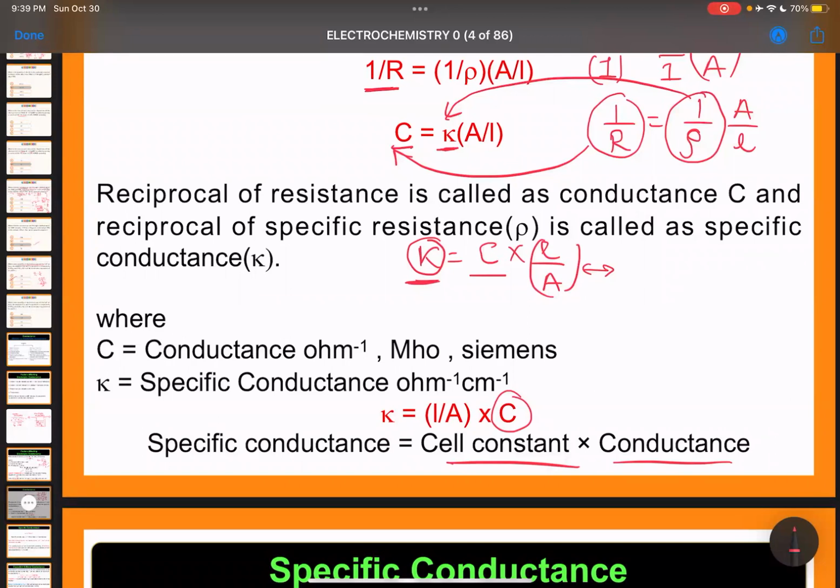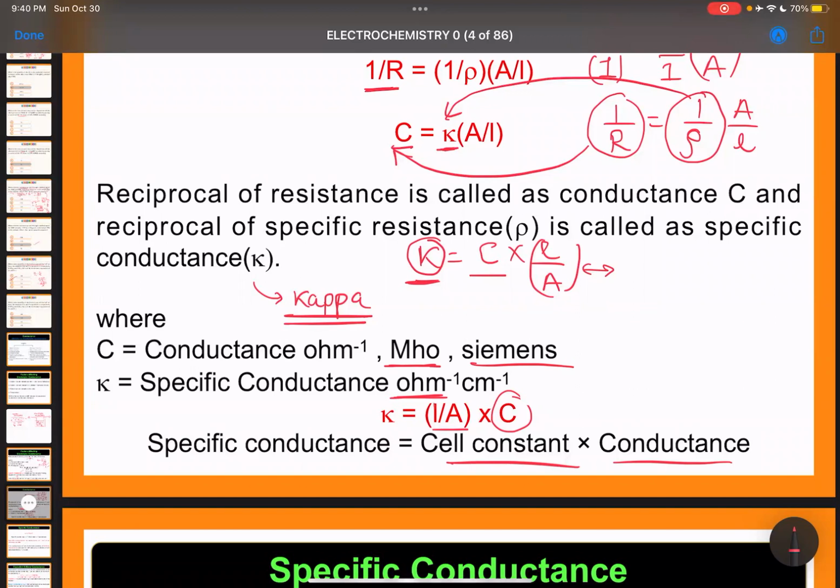This is the Greek letter known as kappa. Kappa equals C into L by A, and L by A is the cell constant. So what's the unit of kappa? Conductance is 1 upon resistance, so its unit is 1 per ohm. It is also known as mho, which is just the reverse of ohm, and Siemens is also the unit. Per ohm is known as mho or Siemens. They are one and the same thing.